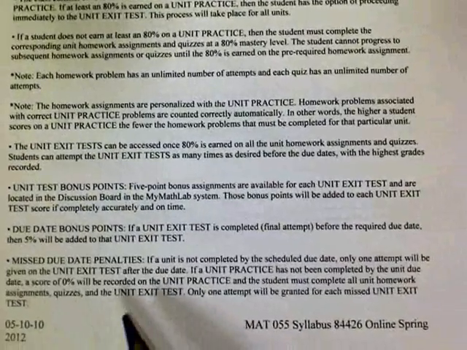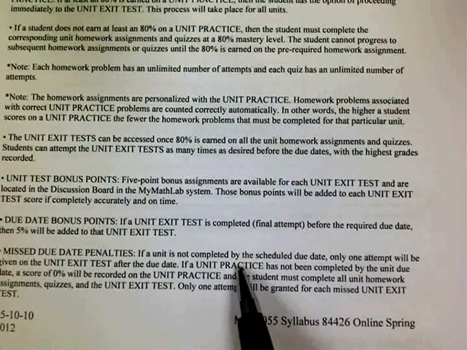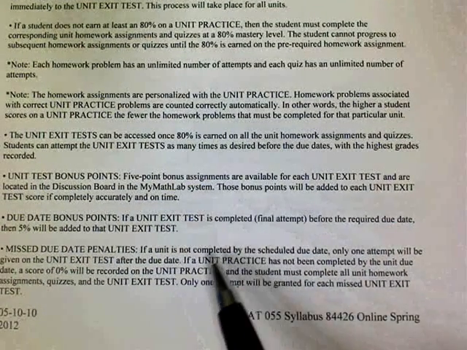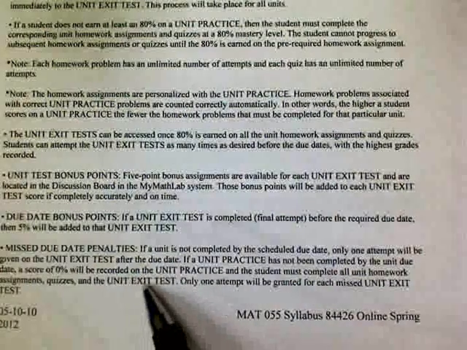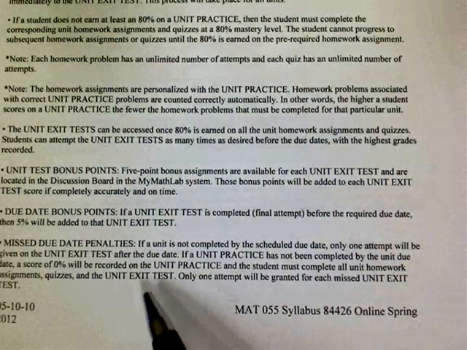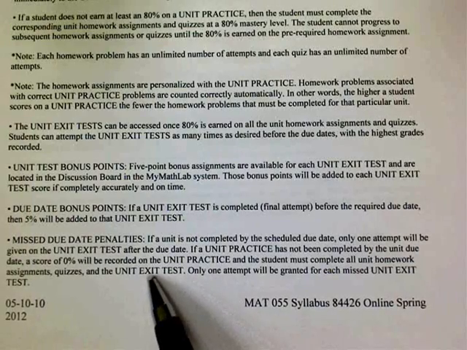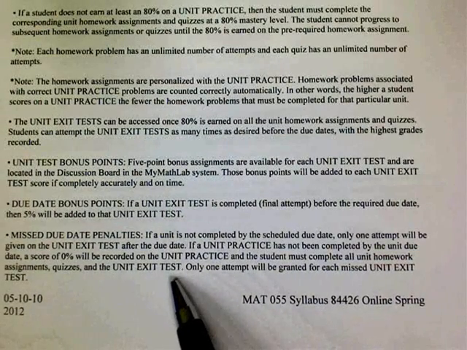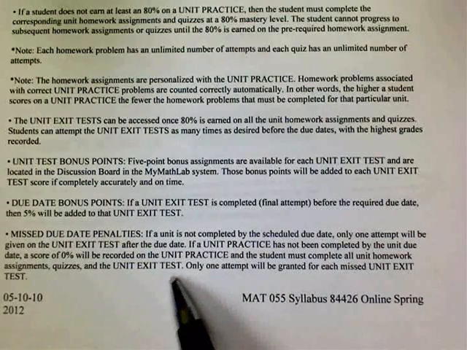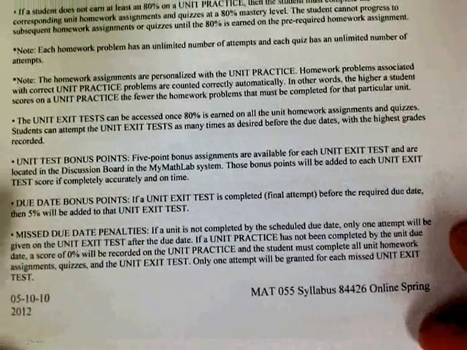Now, if you do miss a due date, say you haven't taken the practice, I will give you a score of 0 on the practice, which means you have to do all the homeworks and quizzes at 80% before you take the unit test. Now, say you do the unit practice before the due date, but you haven't done the exit test yet. Anytime you attempt a unit test after the due date, you only get 1 attempt. And you may need more than 1, but if you're taking the unit test after the due date, you only get 1 attempt. So make sure you do everything before the respective due dates.